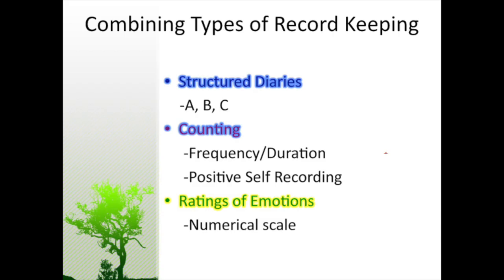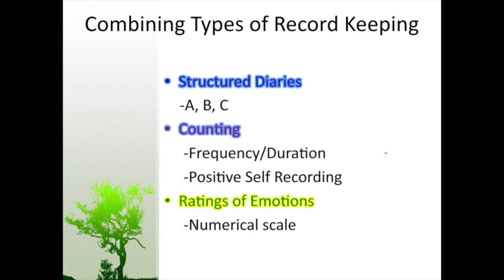Okay, so this is a list of the recording systems that we went over today: the structured diary, the counting, including the positive self-recording system, the frequency and duration, and then the ratings of emotion, that numerical scale that we had done on the previous slides. So these are all of the different types that we went over. What I need you to do for the last lecture activity, number 6, is to combine the different recording systems into one that's customized specifically for your project.